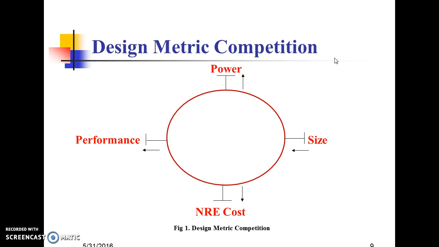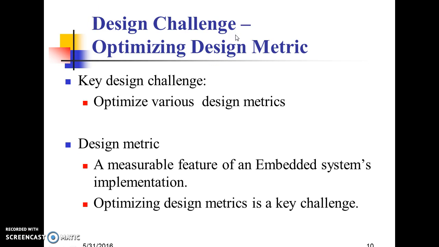Design metric computation. Design metric has the following parameters. Out of that, the first one is power, second is size, third is NRE cost and fourth is performance. Design challenge: for optimizing design metrics, the key design challenge is to optimize various design metrics. A design metric is a measurable feature of an embedded system's implementation. Optimizing design metrics is a key challenge.